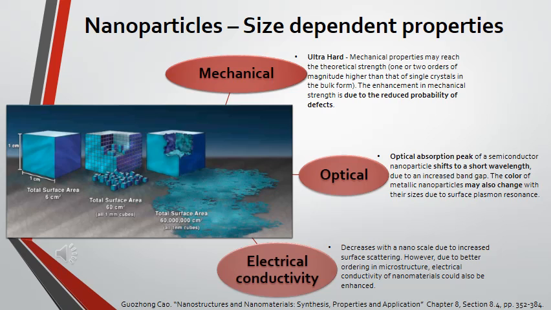For instance, the optical absorption peak of a semiconductor nanoparticle shifts to a short wavelength due to an increased band gap. The color of metallic nanoparticles may also change with their sizes due to the surface plasmon resonance. Regarding electrical conductivity, this decreases with a nanoscale due to increased surface scattering. However, due to better ordering microstructure, electrical conductivity of nanomaterials could also be enhanced, as occurs in polymeric fibrils.